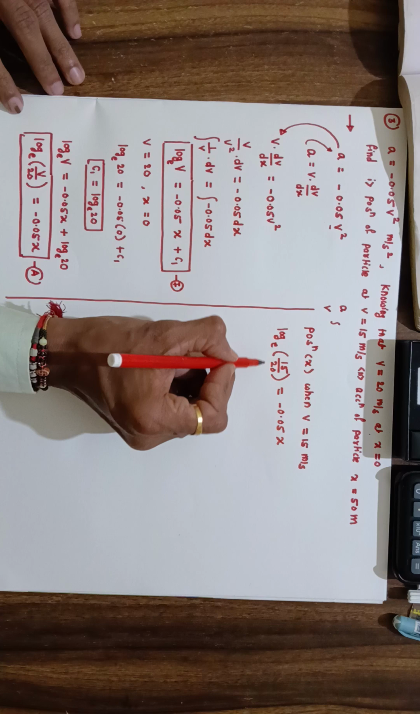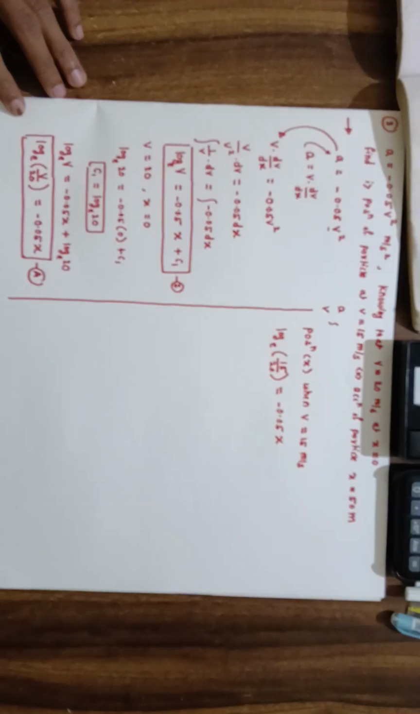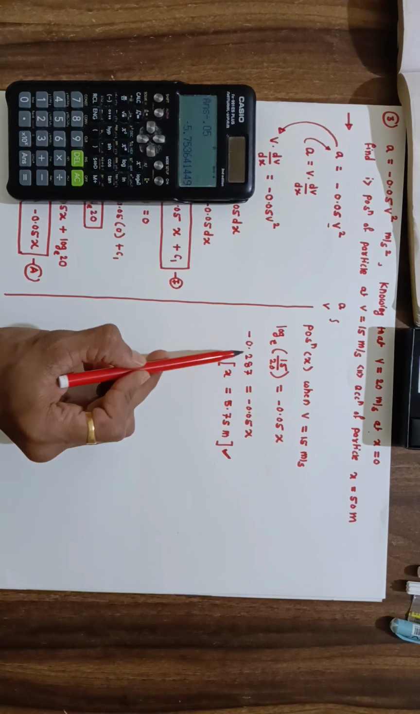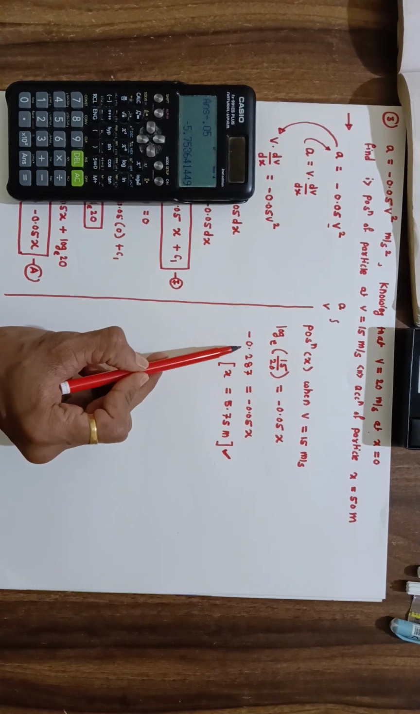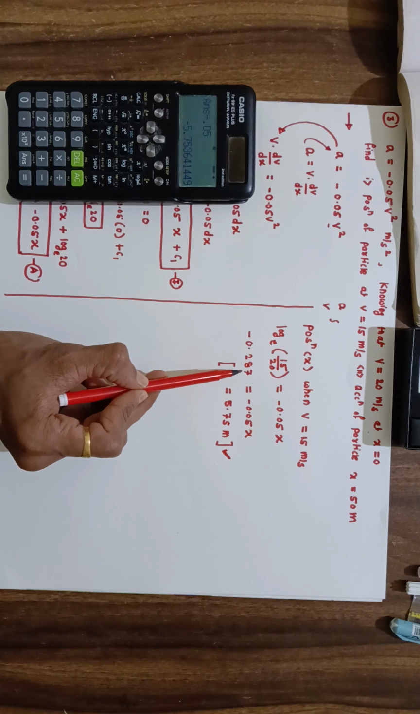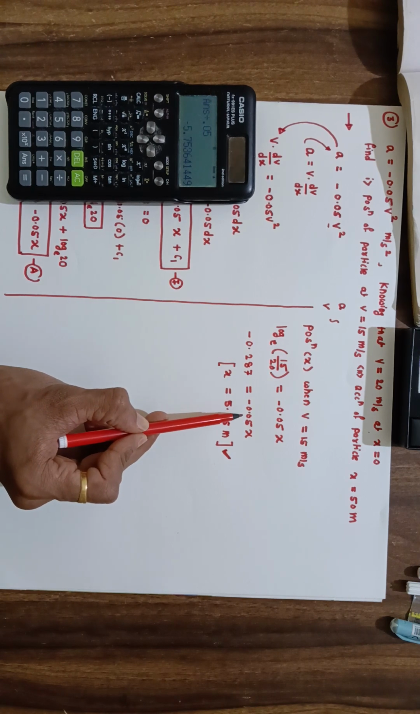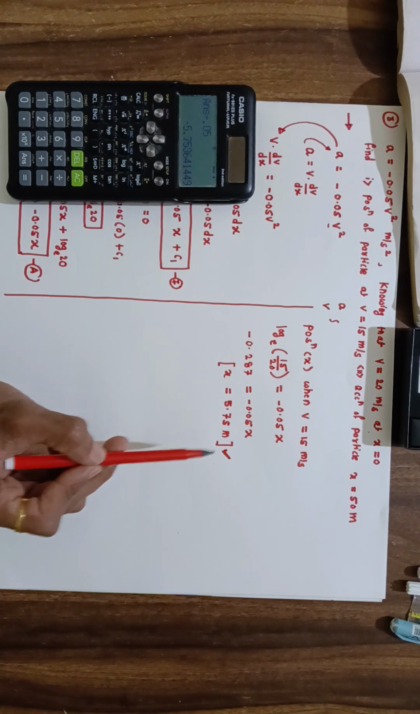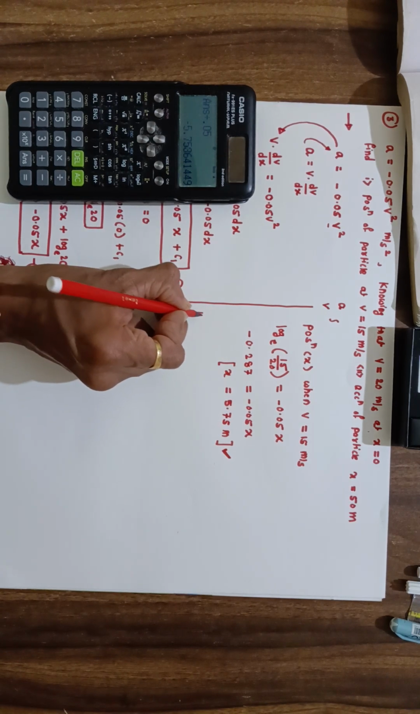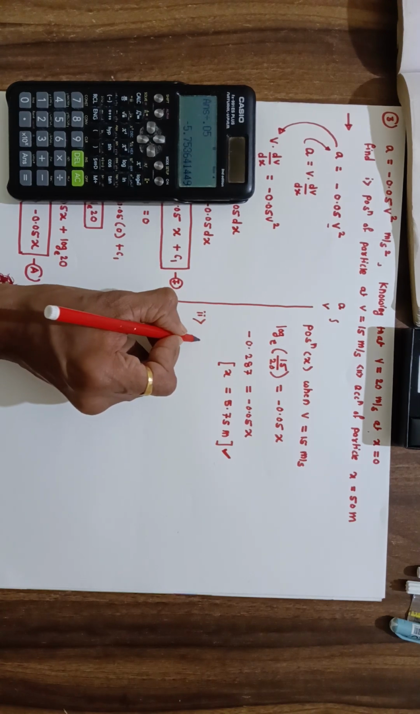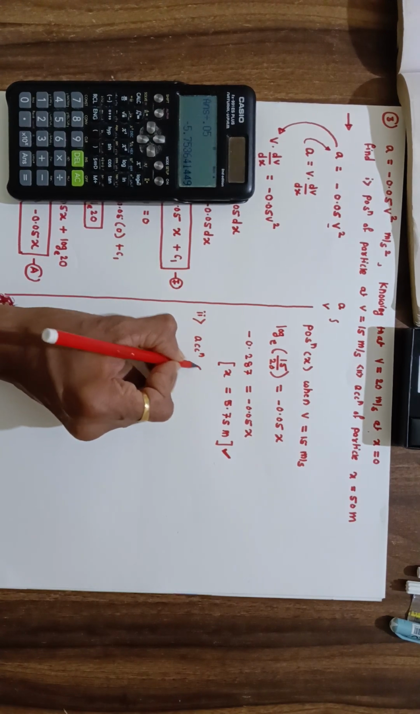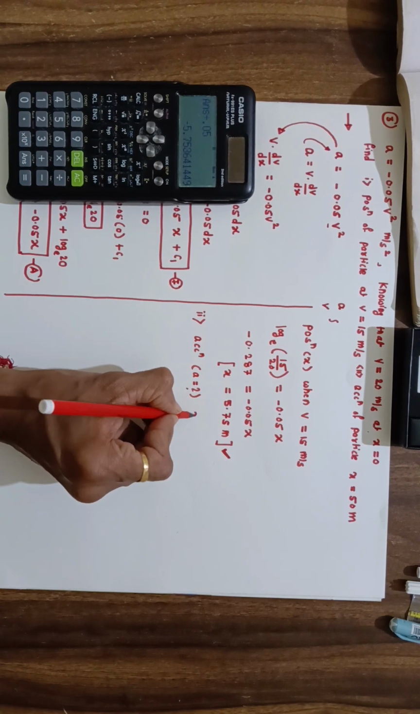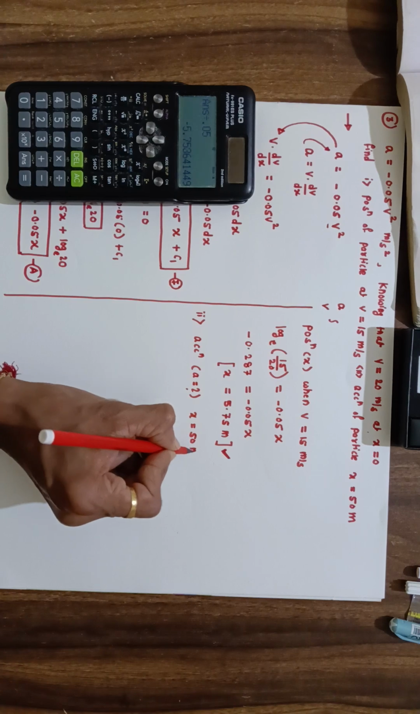If you solve this, then this log e 15 upon 20, this value is minus 0.287, this is equal to minus 0.05 x, and from this x is 5.75 meter. So this is the first answer. The second question is, we have to find out what is the acceleration, means value of a, when x equal to 50 meter.